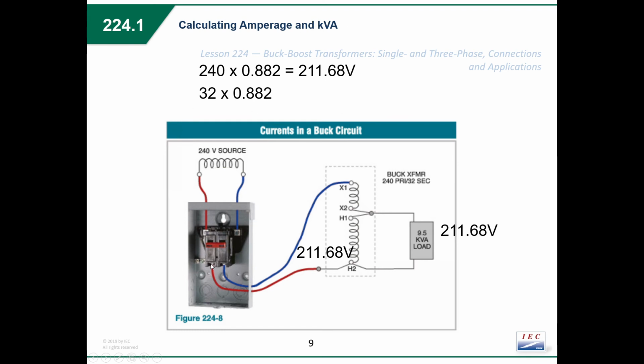Just to kind of complete everything, because we're going to need it later, this 32 volt coil times 0.882 volts per turn is going to see 28.224 volts on this little section. We'll need that later on.